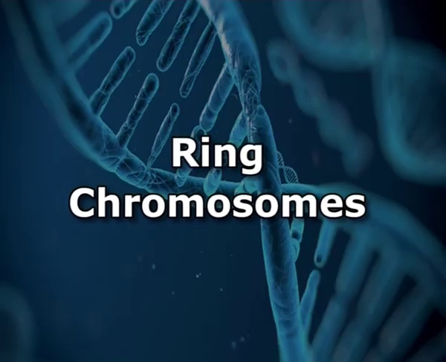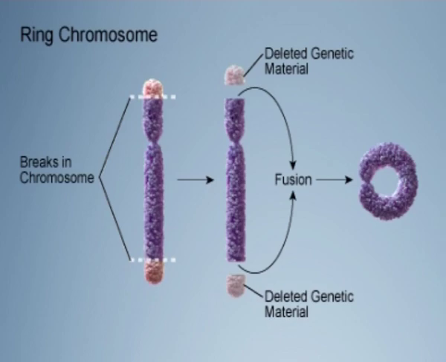Let's see what ring chromosomes are. Ring chromosomes usually occur when a chromosome breaks in two places and the broken ends of the chromosome arms fuse together to form a circular structure. The ring may or may not include the chromosome's constriction point, that is, the centromere. In many cases, genetic material near the ends of the chromosome is lost.